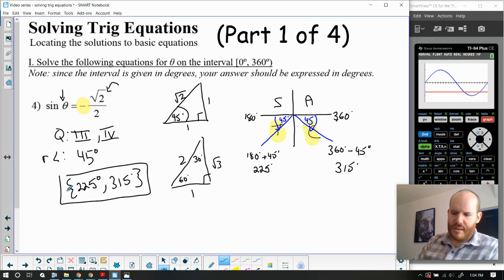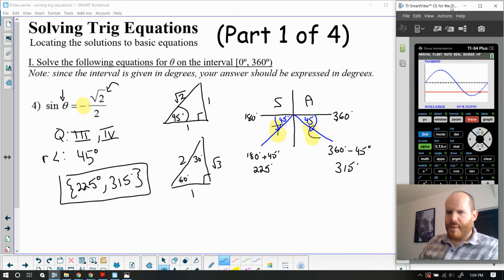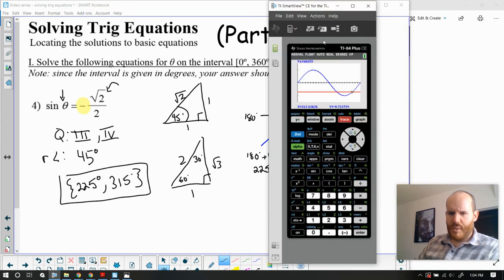Now we can actually check those by looking at our graph over here. I'm going to trace. I'm going to bring the calculator out a little bit so that I can check both of these answers. I'm going to check 225 degrees.